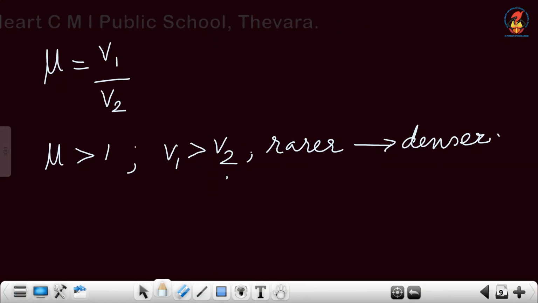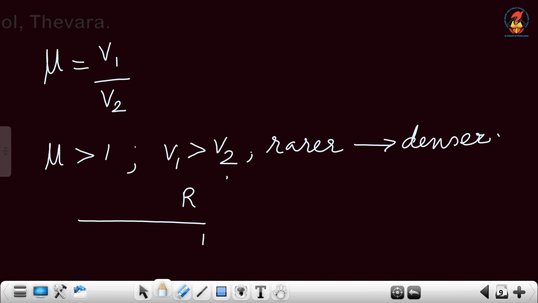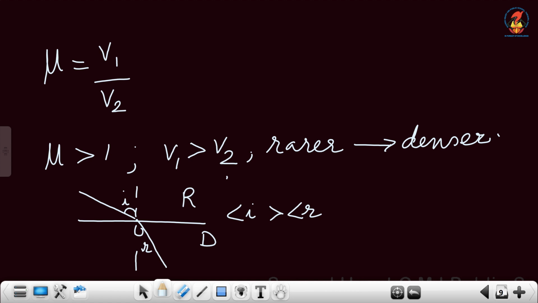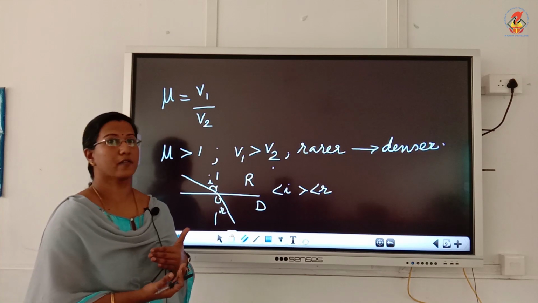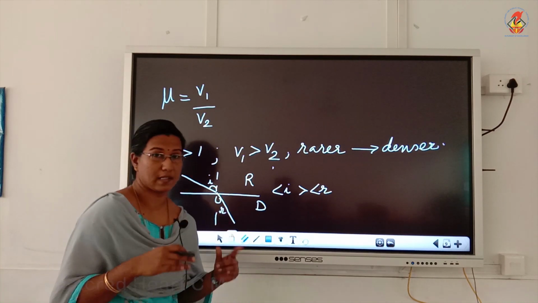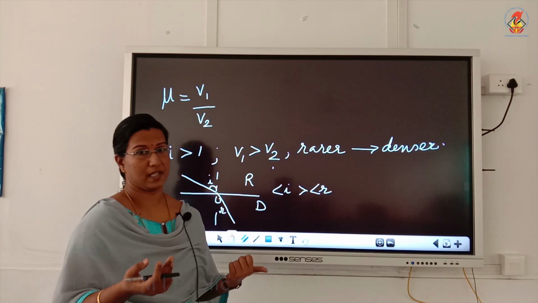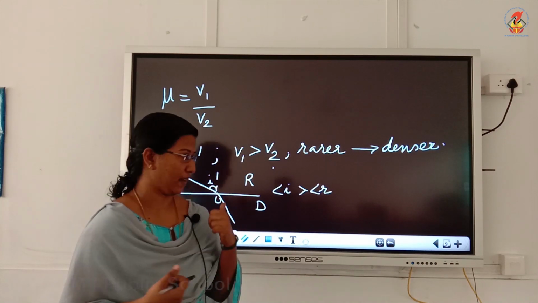Because denser medium means optically denser, so the speed of light will decrease, and if light travels from a rarer medium to a denser medium, what happens? It will bend towards the normal. So, the angle of incidence will be greater than the angle of refraction. If the value of refractive index is greater than 1, this much information you will get. You can say the speed of light is more in the first medium, which means the first medium is a rarer medium. Definitely the angle of incidence will be greater than the angle of refraction.